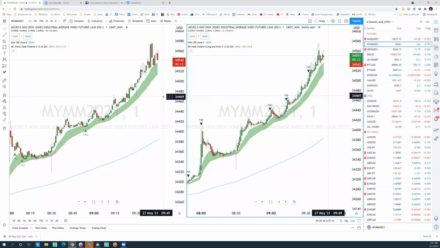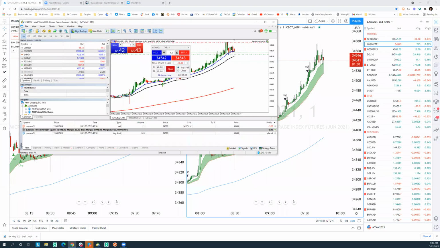42, 41, 39. What am I looking for? Oh, it's coming in. Where's my thing? 45. No, I'm still looking for 23 on this move. 35, 31. A lot of volatility.